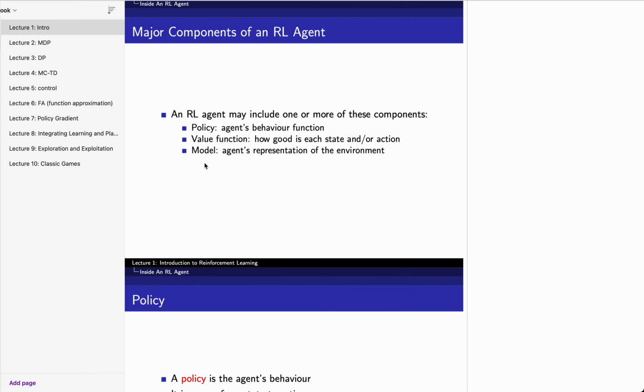And then the last component is the model, which is the agent's representation of the environment. You can also build a model of the world, of the environment, which is covered in lecture 9. A lot of people nowadays talk about world models. I think this is what it is. I think it is referring to this environment model, using the environment model to predict the agent state.